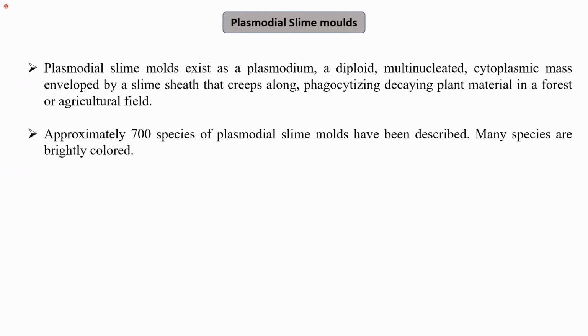Plasmodial slime molds exist as Plasmodium, which is a diploid, multinucleated cytoplasmic mass enveloped by a slime sheath that creeps along, phagocytizing the decaying plant material in the forest or agriculture field. Approximately 700 species of the plasmodial slime molds have been described, and many of these species are brightly colored.